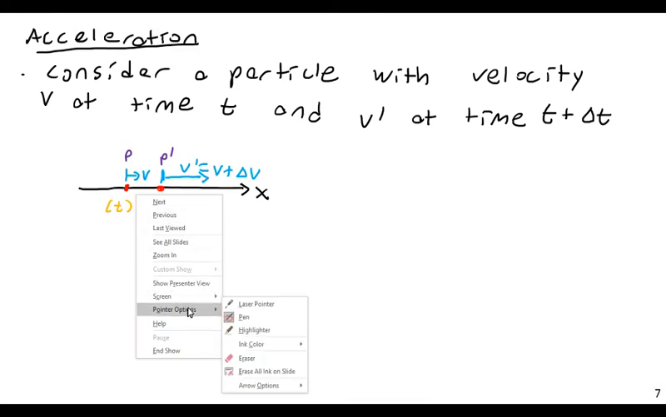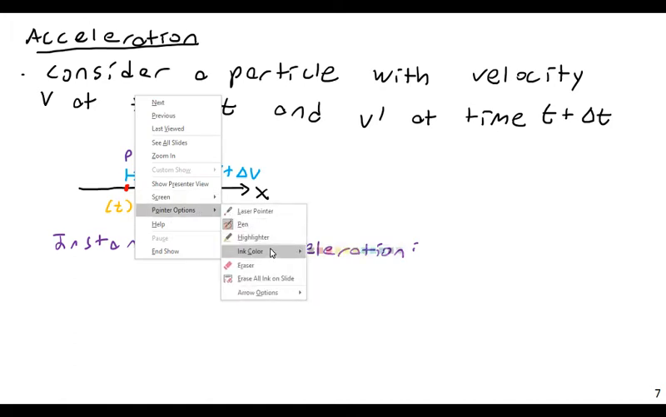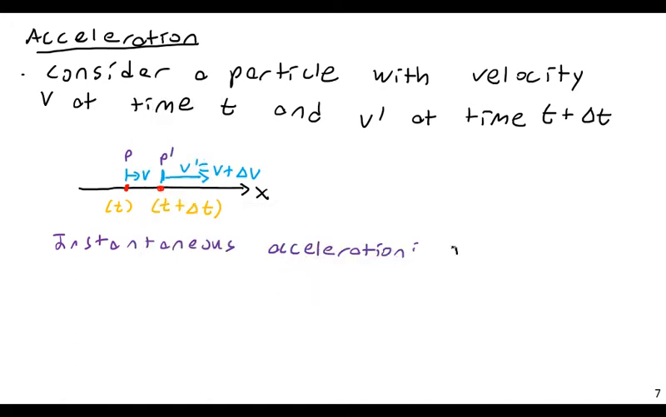And so the instantaneous acceleration would be simply, well, a is equal to the limit as delta t approaches 0 of delta v over delta t. So, some notes on acceleration.